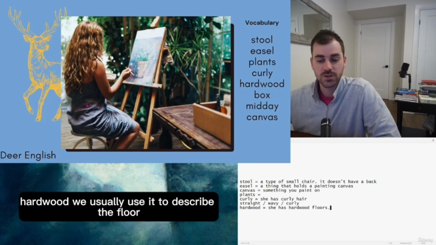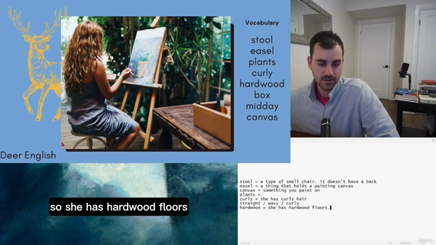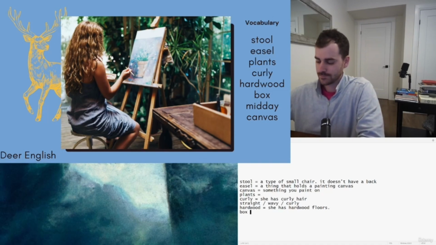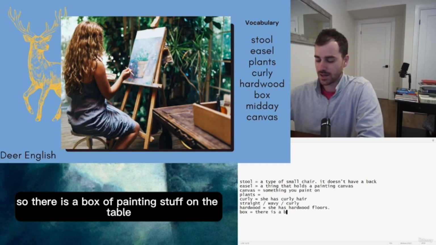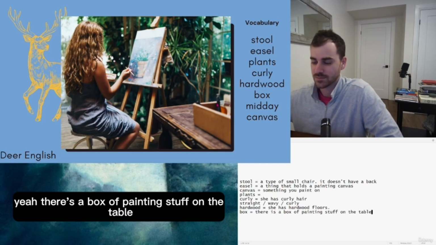Hardwood. We usually use it to describe the floor. So she has hardwood floors. So there is a box of painting stuff on the table. You can see paintbrush. There's probably some paint cans. Yeah, there's a box of painting stuff on the table.